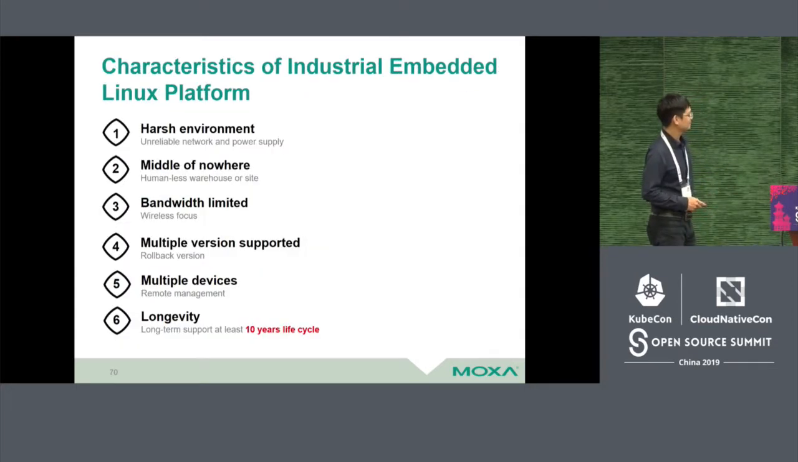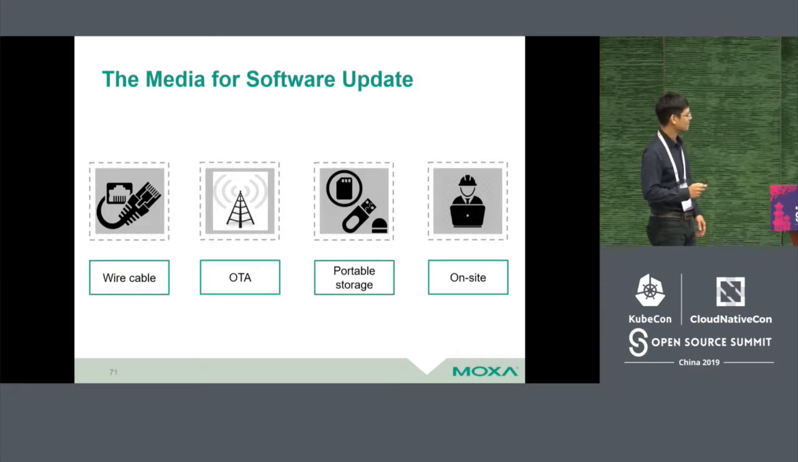So I list some requirements here for an industrial Linux platform. For example, harsh environment, middle of nowhere, limited bandwidth, multiple versions supported, multiple devices, and longevity. These are normal requirements for an industrial platform. So for the media of the software update, we can use a wire cable, OTA, portable storage, or on-site. But typically, we don't use this solution. It costs too much.